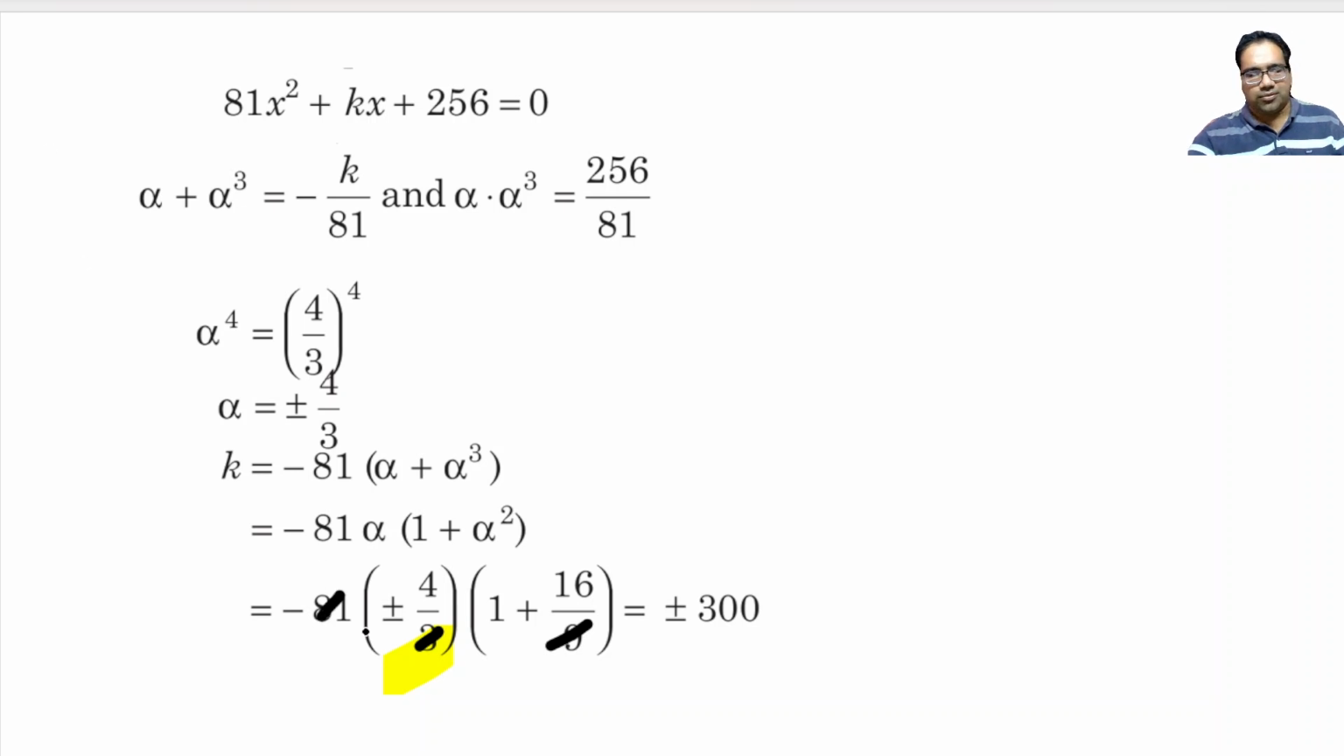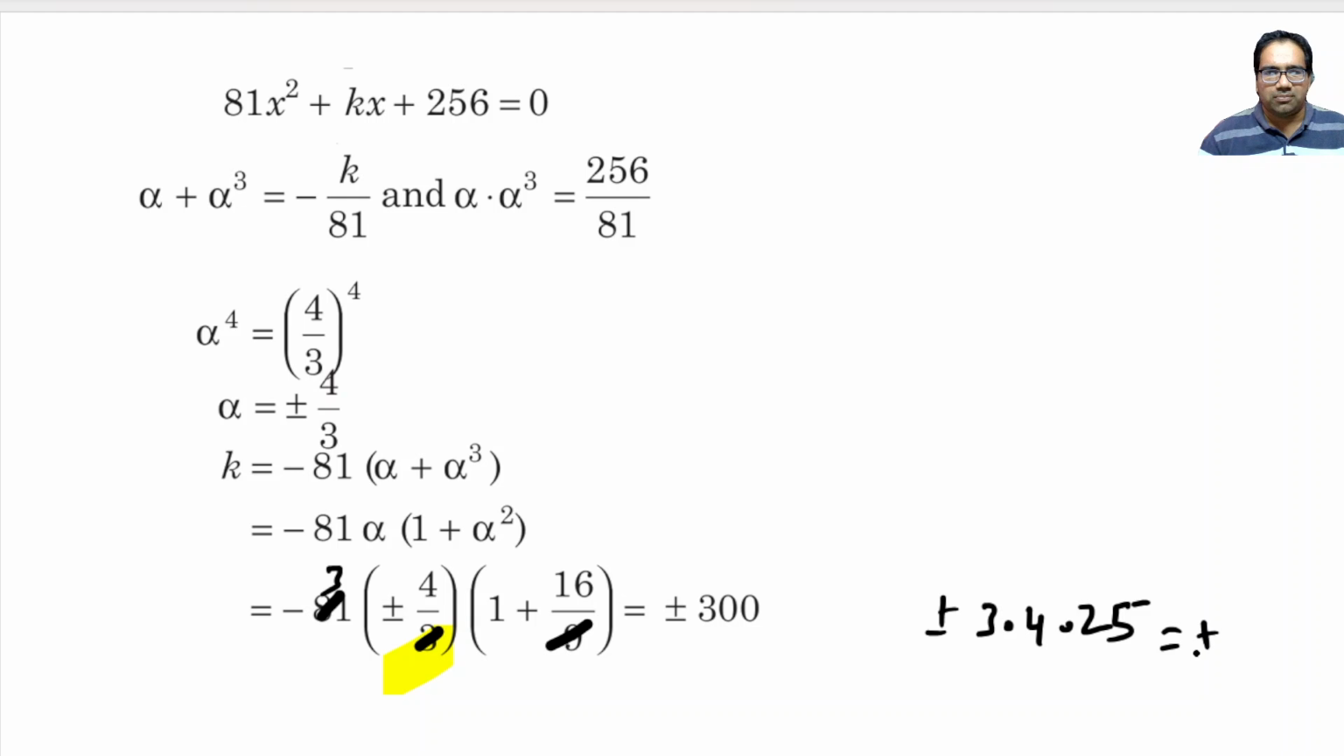We'll be left with 3 here. So we'll be left with plus or minus 3 times 4 times 25. That is 12 times 25, which should be equal to plus or minus 300.